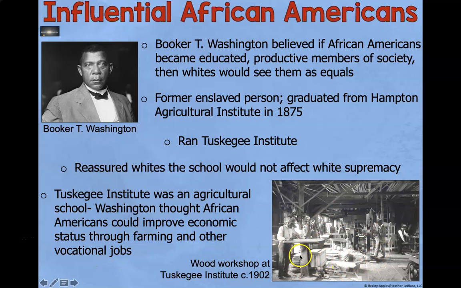So if you look here, this is a picture, the wood workshop at the Tuskegee Institute in 1902. One of the things that you also need to know about the Tuskegee Institute is that most of the buildings, like the really super old buildings that are still around on the college campus today, were actually built by some of the students. So that's some of the things that they had to do for their classes. So they actually built those buildings that are still on campus today. They're very old. I'm all about historical preservation, so those should still be there. I think the college does what they can to keep them up.